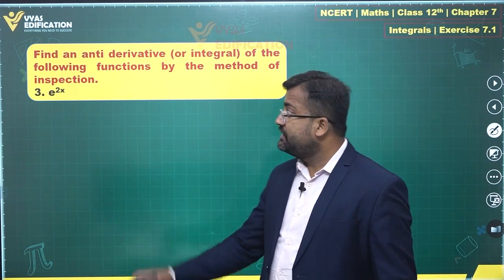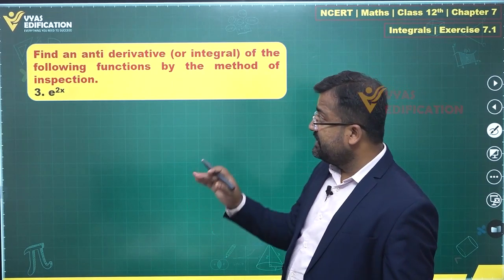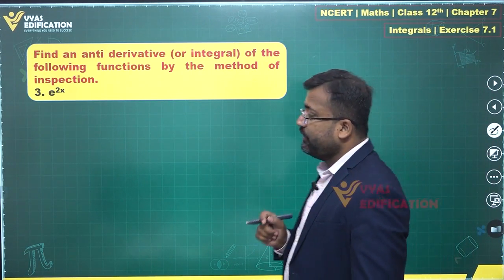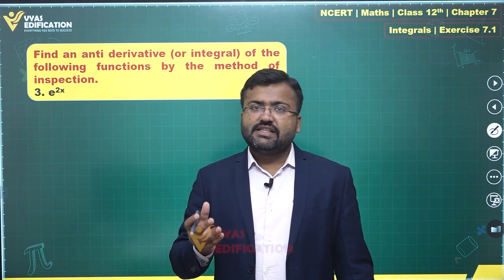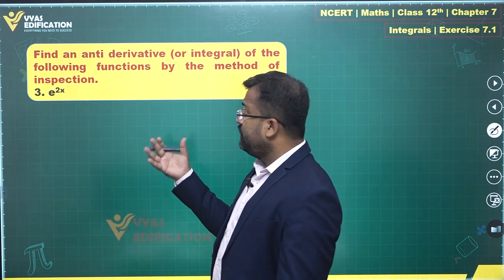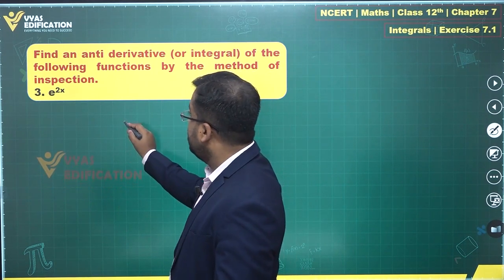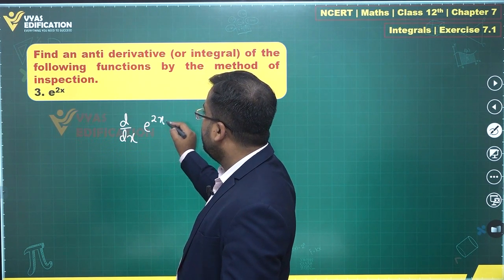The third question says we have to solve for the antiderivative by inspection once again, and this is e power 2x. How do we handle e power 2x? Now, we remember that the derivative of e power x is e power x. So for e power 2x, the derivative would also be in terms of e power 2x. So, let's begin with the derivative of e power 2x.